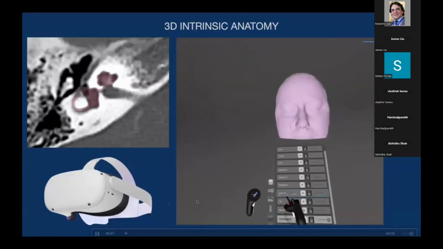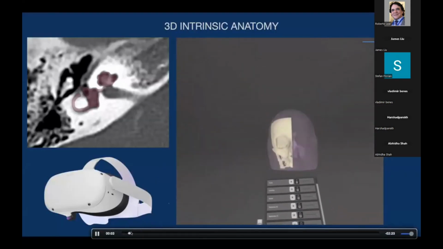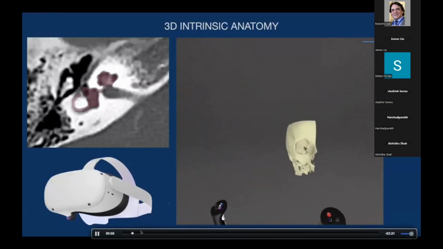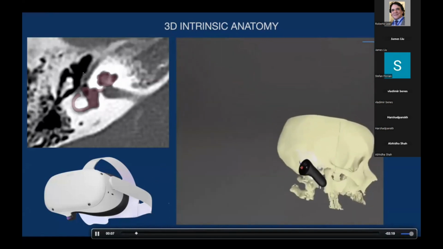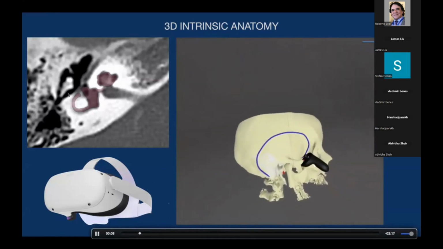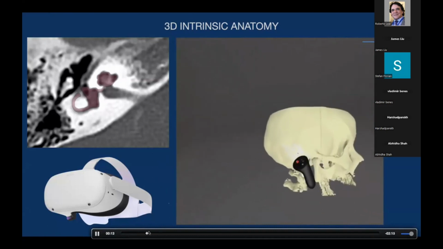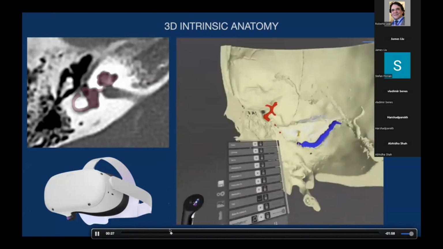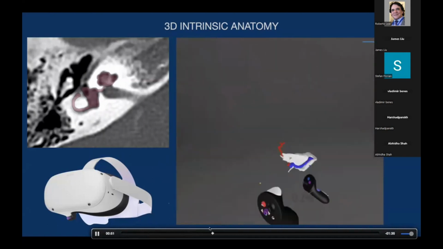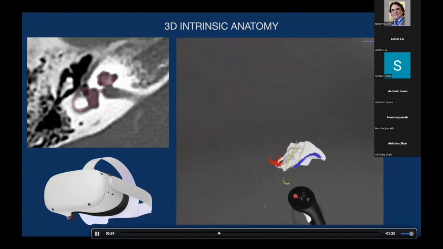And nowadays we are not only doing our dissections in the lab, but also taking advantage of these nice toys. So we are planning to do segmentations of different intrinsic areas of the petrous bone, so we can work with the anatomy of our patients, or safe patients, or patients with no pathology.